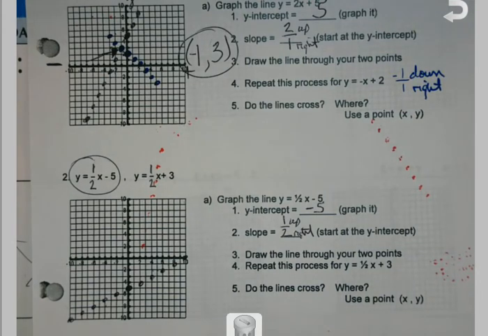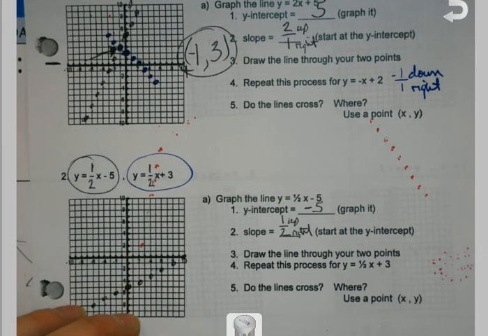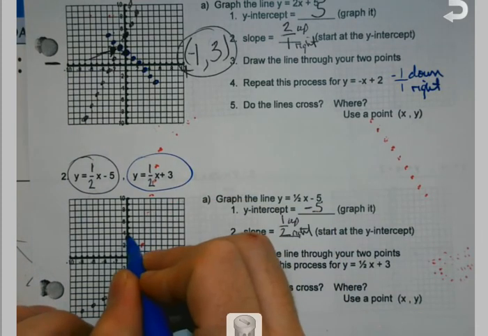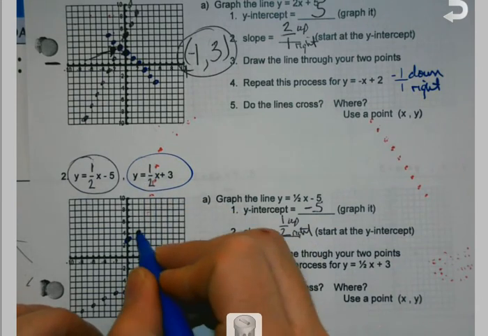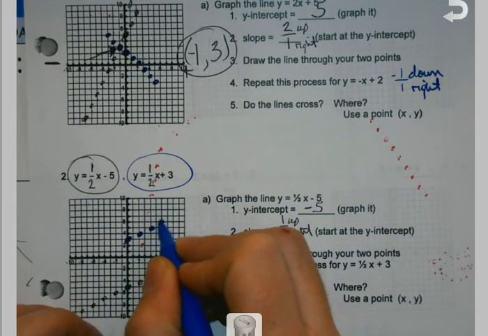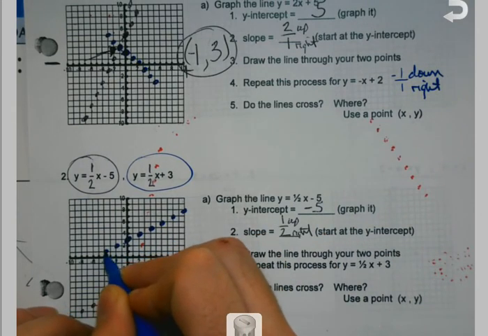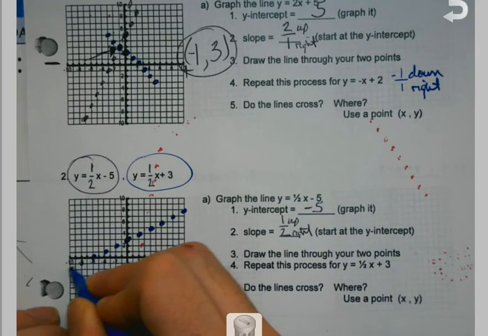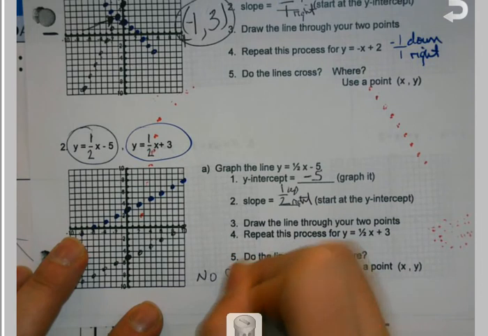And then I just change it up for my other one. So again, y-intercept. From that, you do your slope till you run out of room. And then we do the other one. That'll start at 3. And my slope is 1/2. Up 1 and right 2. And then I do my down and my left when I run out of room. That's kind of weird. Where do they cross? They don't. No solution.